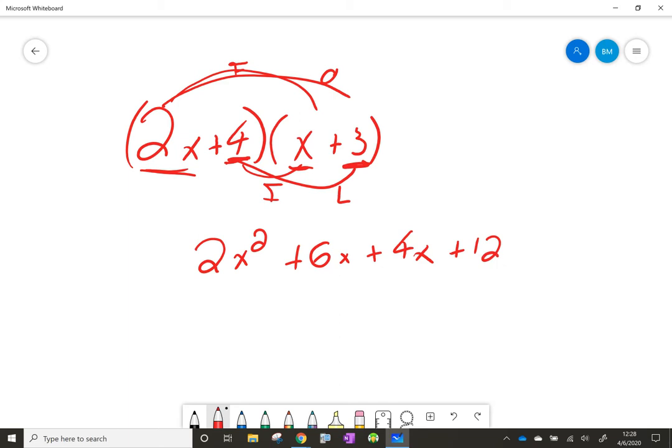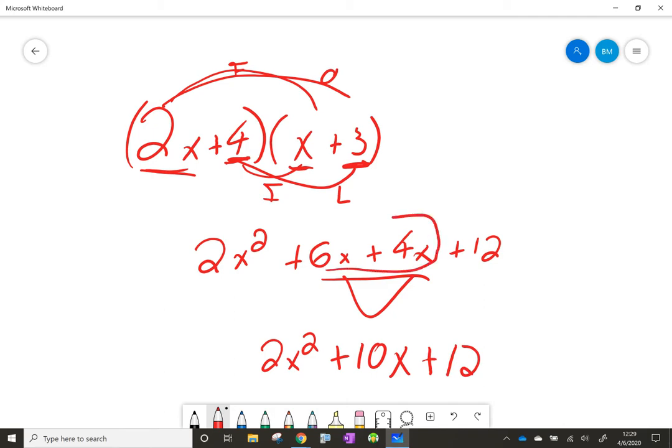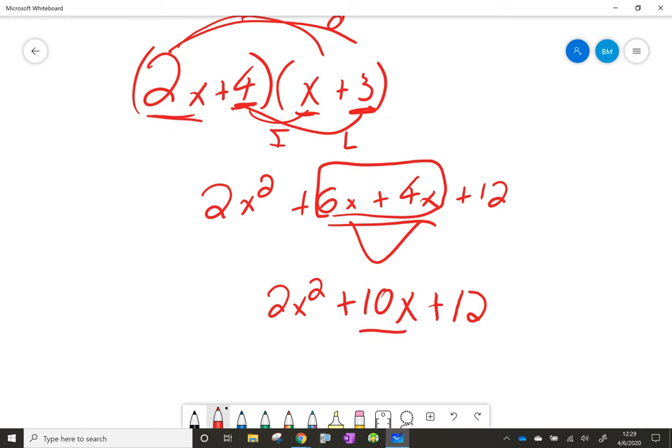Now you might notice that these two like terms can be combined together to make 10x. So our final answer would be 2x squared plus 10x plus 12. Remember, this is just adding two like terms together. It's not multiplying them. It's just 6x plus 4x to make 10x.